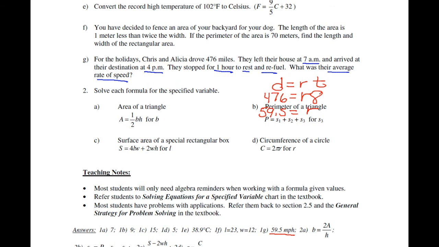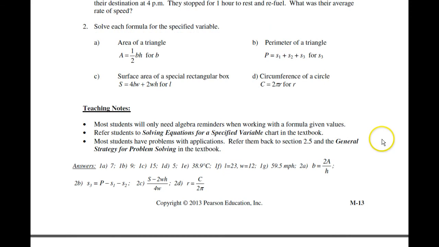Okay, let's raise it up a little bit, because now we do another type in which they give us a formula. They want us to solve for a particular letter. Okay, now the formula for a triangle is right here. They want us to solve for this B. So let me write it up here. A equals 1/2 BH. And they want us to solve for this B.